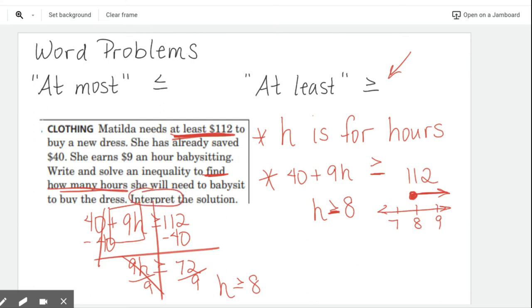Now it says interpret. Little hint in math. Anytime it tells you to interpret something, it just basically means put a label on it. Just say in words what it means. So if our solution was H is greater than or equal to 8, what I know is that she needs to babysit 8 or more hours.